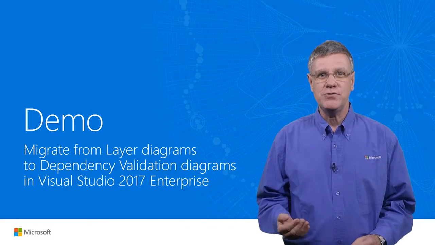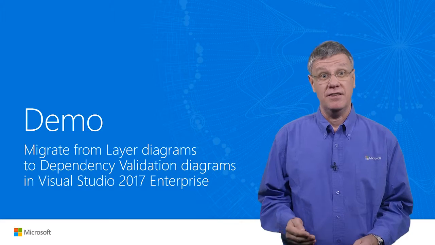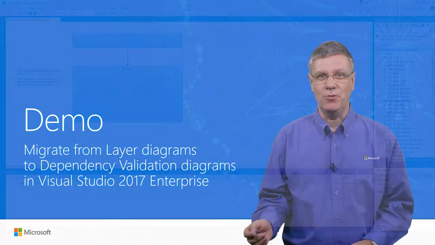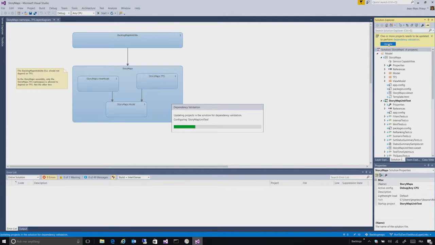If you were already using layer diagrams, you might wonder how to benefit from the new experience. That's straightforward, and here is the demo. Here I've opened a solution which was created with a previous version of Visual Studio and had a layer diagram. And I am proposed with the same experience we've just seen, which is upgrading the solution to benefit from live dependency validation. So I press the update button.